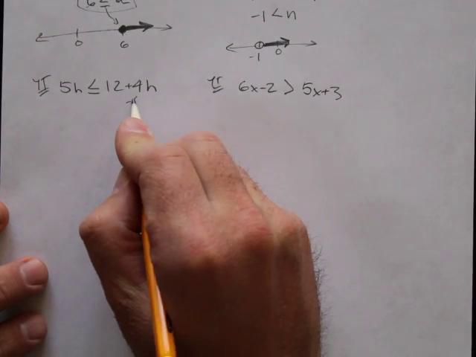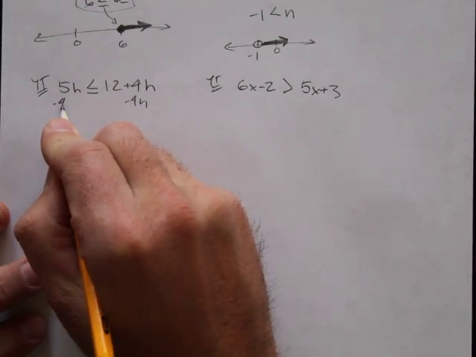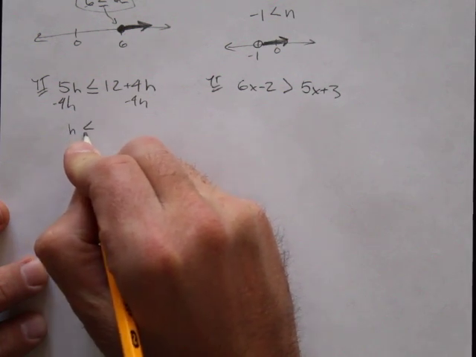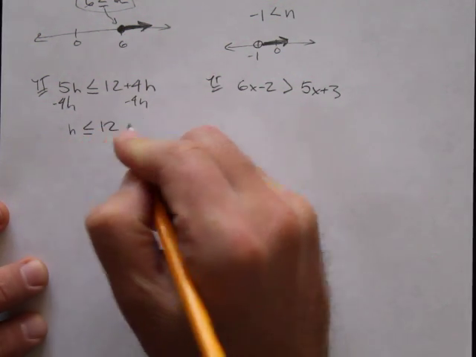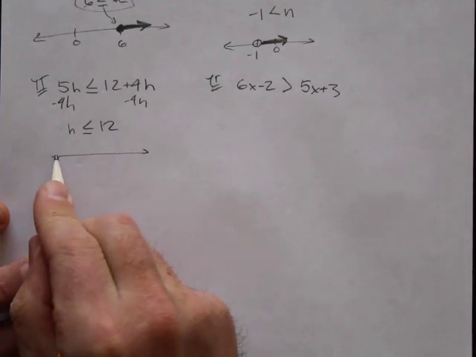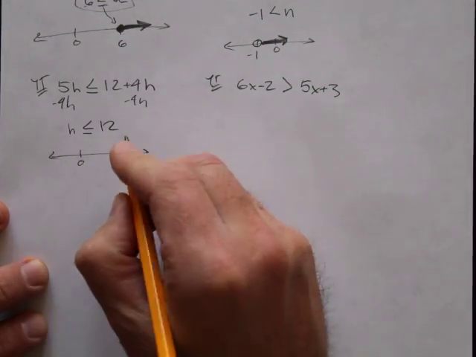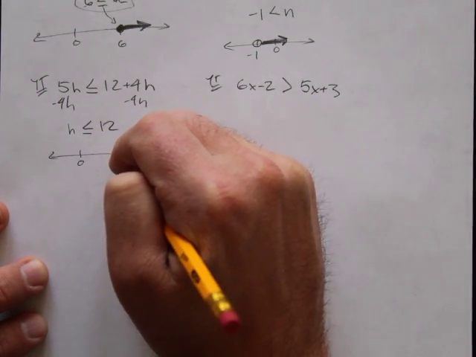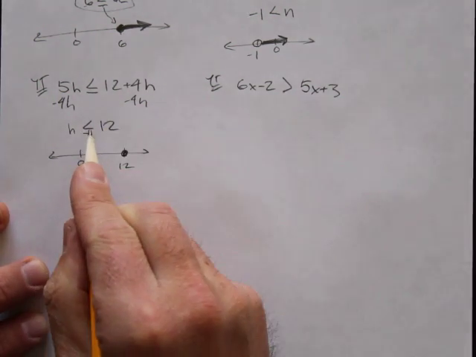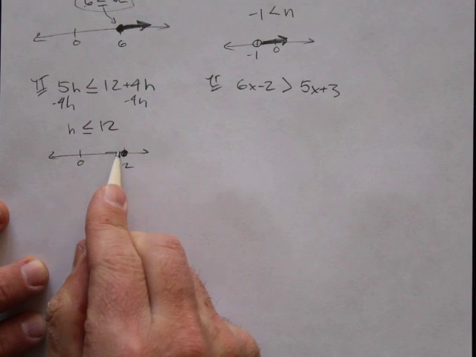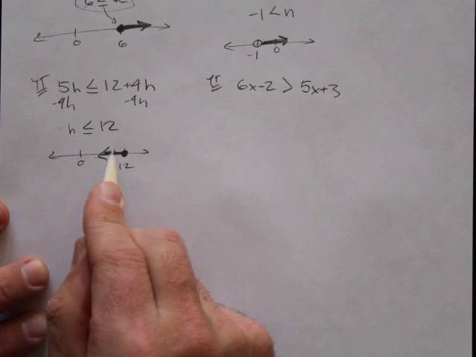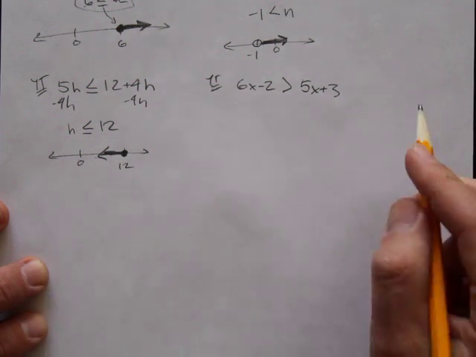I'm going to subtract 4h from both sides, and I get 1h is less than or equal to 12. Here's 0, here's 12, less than or equal to, so I have a solid dot. h is less than or equal to 12, so I'm going to shade to the left. All of these values are less than or equal to 12.